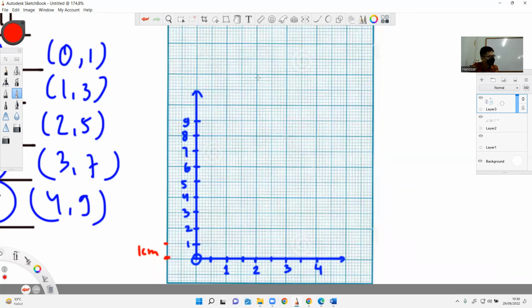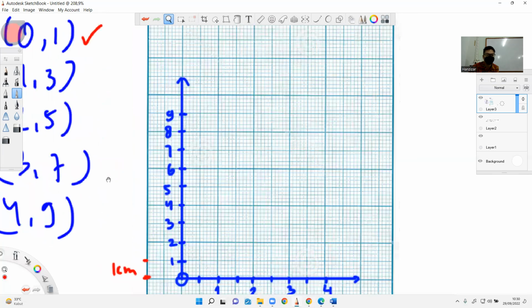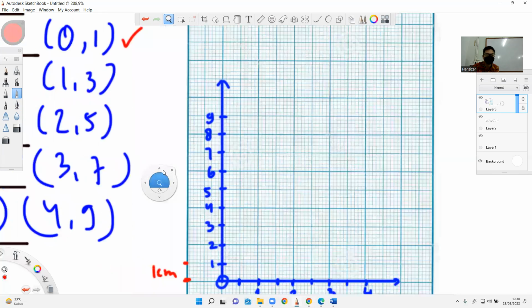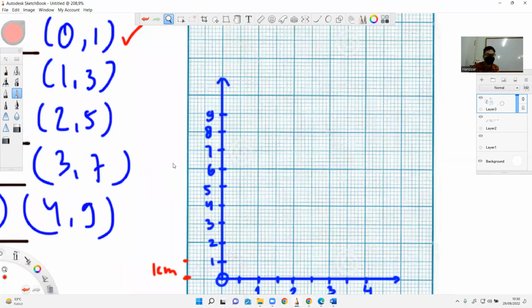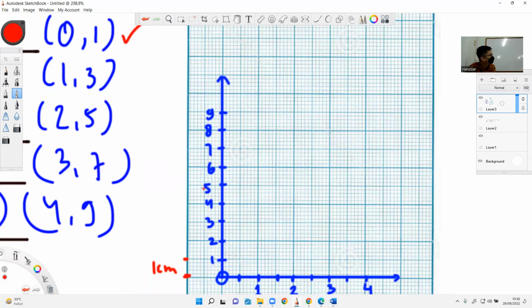Brandon, where is 0, 1 located? Just point. Come here, come. 0, 1. Where is 0, 1 located? That's right.